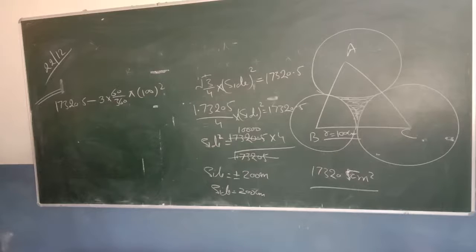This is very rough, and in your fair notebook you will write it properly. What is the side and what is the radius of the circle? Sectors, and this is the area of the shaded portion.